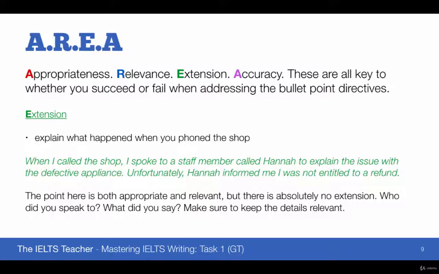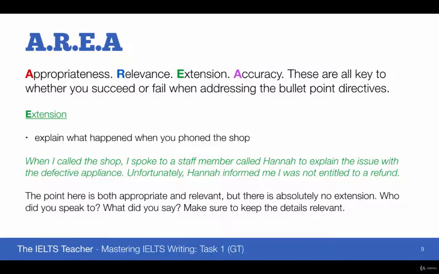The manager would need to know who you spoke to. If he didn't know who you spoke to, it's going to be difficult for him to really fix the problem for the future. So it's relevant to him. It's very important to add that in. And then we can explain what we said. We explained the issue with the defective appliance. So now we have appropriateness, we have relevance, we have extension.